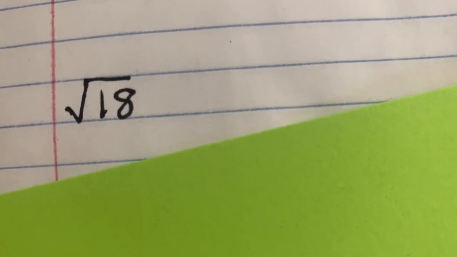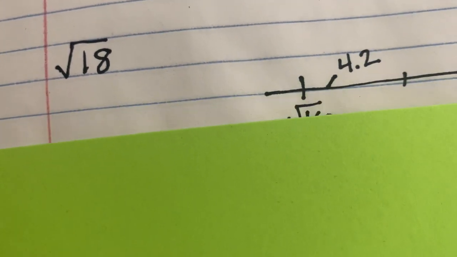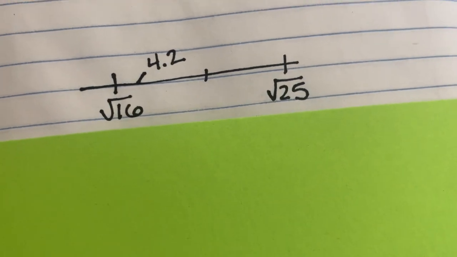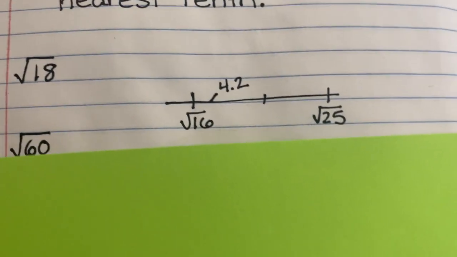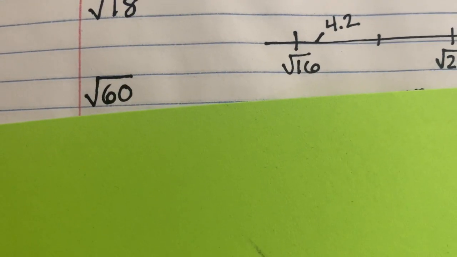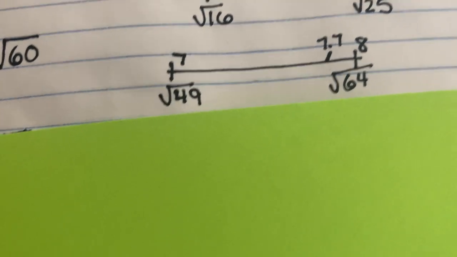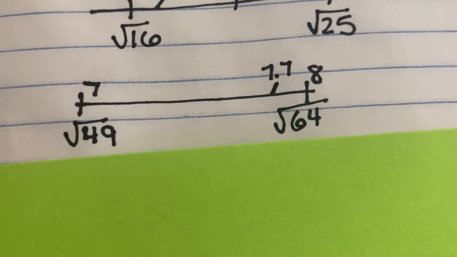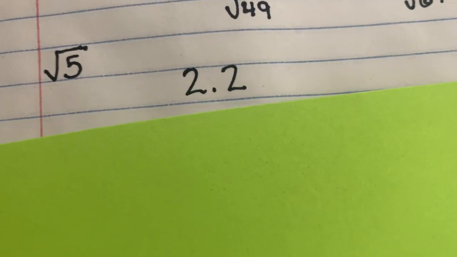So let's try a few. First of all, square root of 18 would be 4.2 because it's between square root of 16 and square root of 25. The square root of 60 would be 7.7 because it's between the square root of 49 and the square root of 64. Square root of 5 is 2.2. Square root of 38 is 6.2.